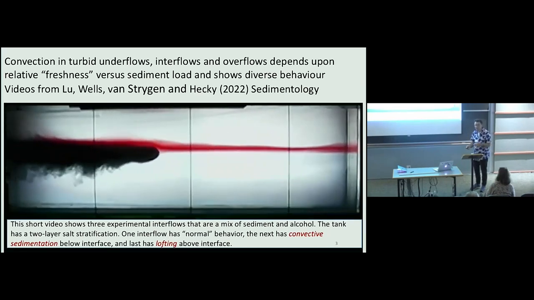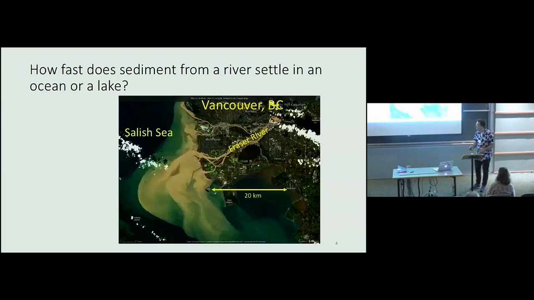I used to mainly do lab experiments. Since moving to Canada, I've become quite interested in field work. The particular field situation that I'm interested in is in Vancouver, which many of you might have been to. The big river that flows into Vancouver is the Fraser River. You can see the airport just north of Richmond. When you're coming into Vancouver on the aeroplane, it's really quite striking, this big plume of sediment-laden material that flows out into the Straits of Georgia.